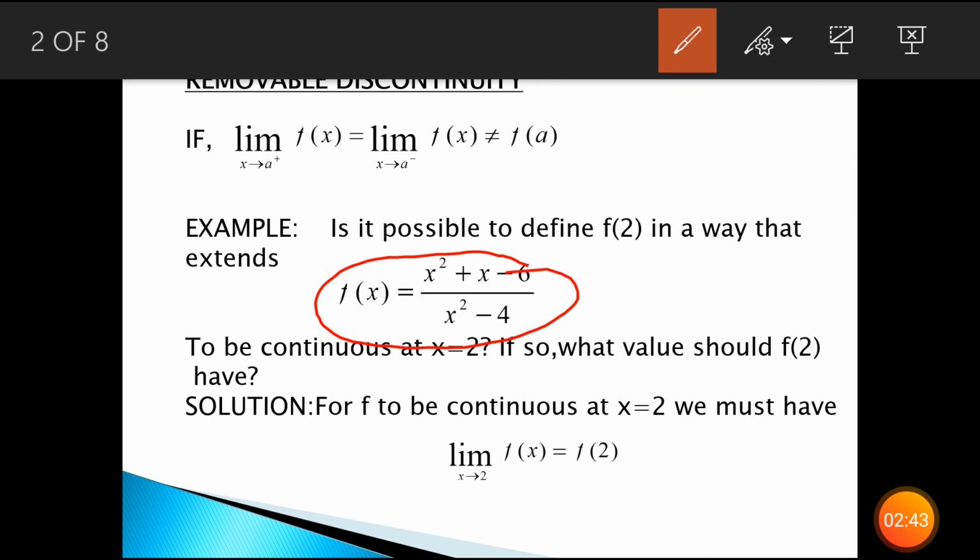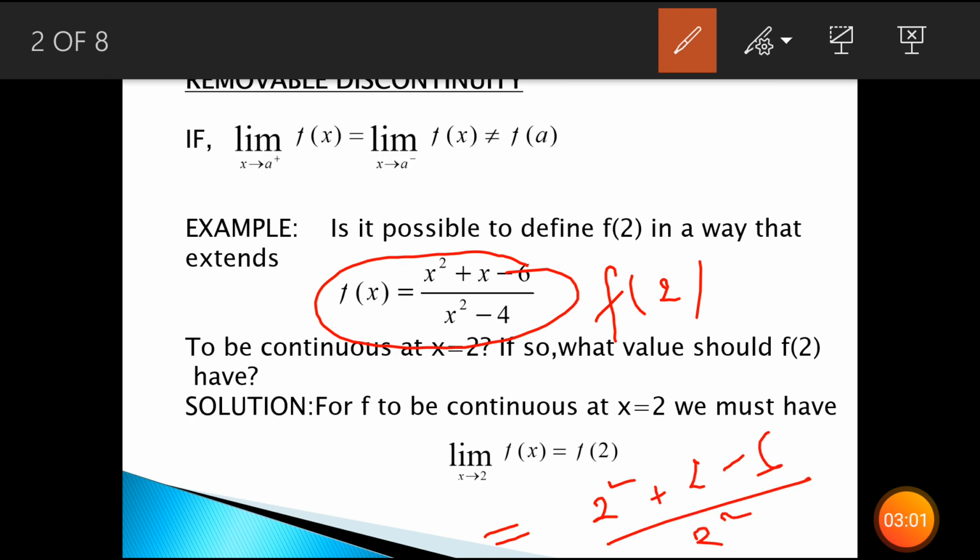If we calculate the functional value at 2, then what will happen? Obviously the function is x square plus x minus 6, so put 2 in place of x, and it becomes (2 square plus 2 minus 6) upon (2 square minus 4). If you solve it numerically, it will be 0 by 0 form. It means the functional value is not defined at 2. First of all, keep this in mind.